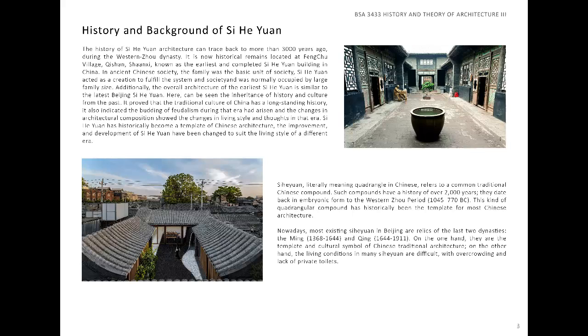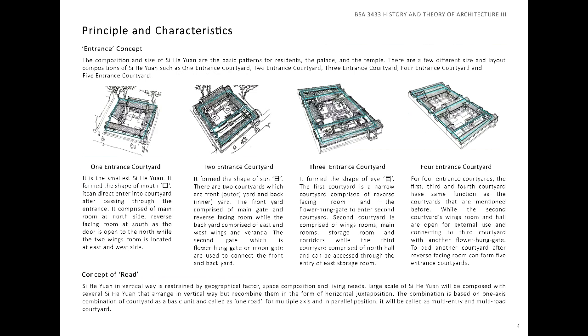The history of 四合院 architecture can be traced back more than 3,000 years, to the Western Zhou dynasty. The historical remains located at Fengchu village, Qishan, Shaanxi, are known as the earliest and most complete 四合院 building in China. The composition and size of 四合院 are the basic patterns for residences, palaces, and temples.